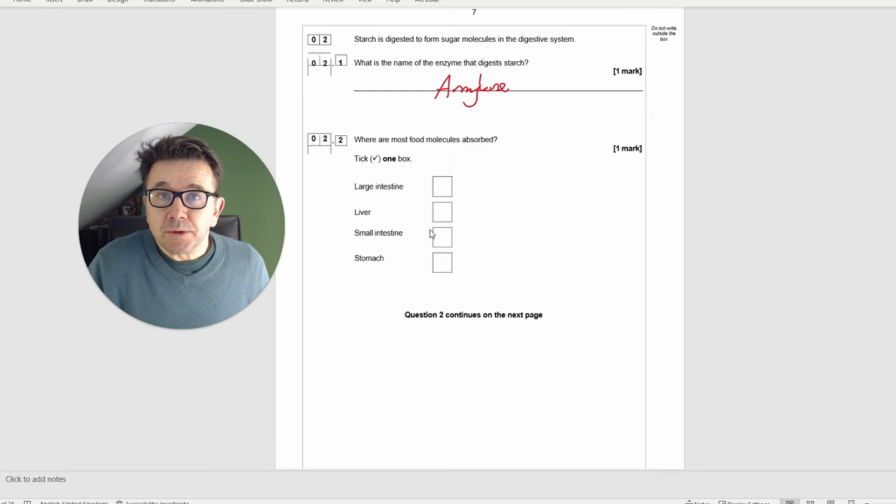Where are the most food molecules absorbed? You should know that. Some of you didn't. It is the small intestine.